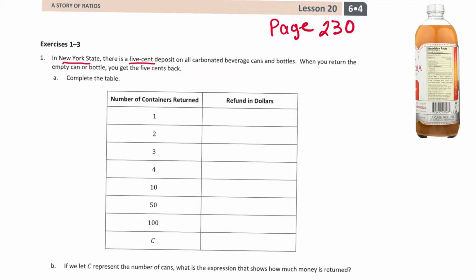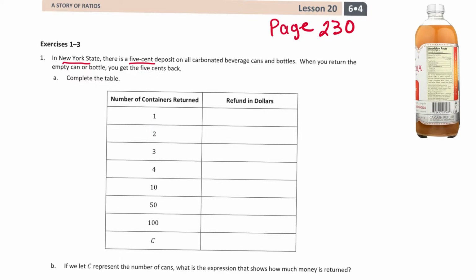they do it for recycling. We're going to be using the table. Please pay attention to your titles, number of containers returned. It will be organized right here. And then the refund in dollars, we're going to be using money on this side. Using your table really helps you to organize your data and your information. And not only that, but to see the patterns that we're going to need to find the expression and to solve the questions. So reviewing, for every 1 container, you're going to get 5 cents.